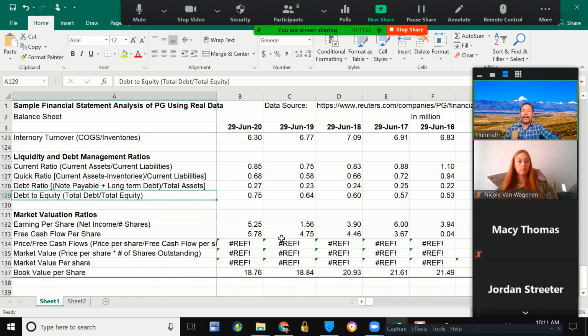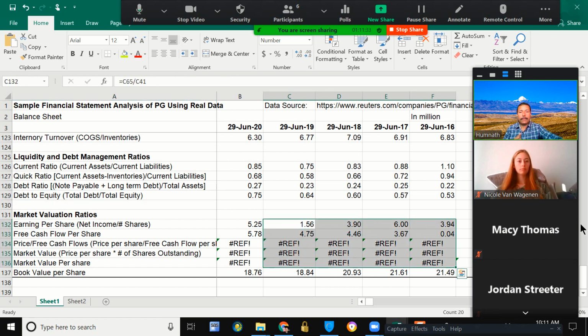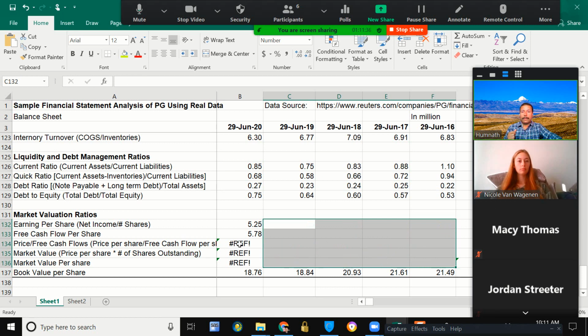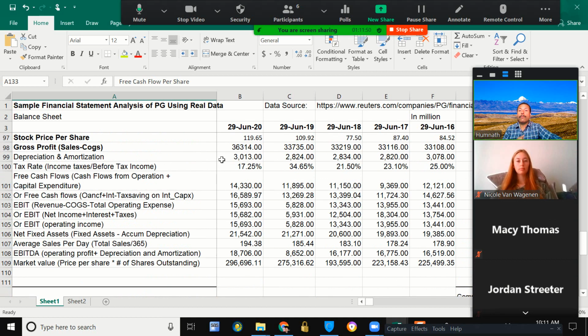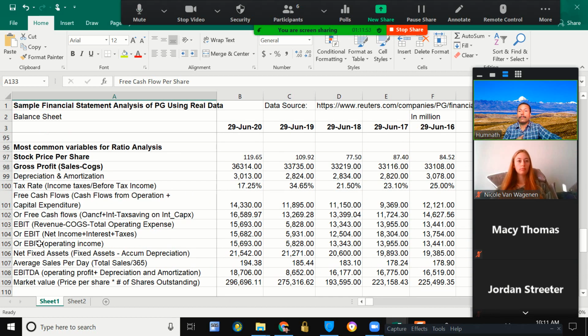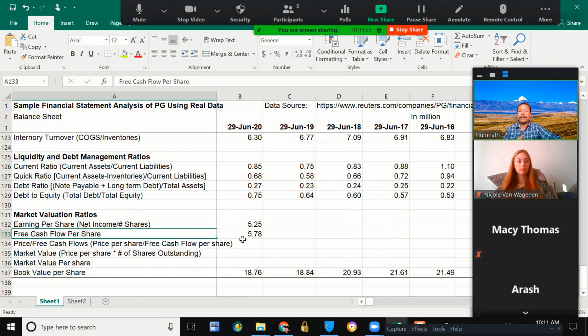And finally, we are here. So let me delete this information so that we can redo, because it shows error over here. Okay, so free cash flow per share. How do you calculate free cash flow per share? Over here we calculate the free cash flow in different ways, right? All you need to do is find out the free cash flow and then you divide by the total shares outstanding.